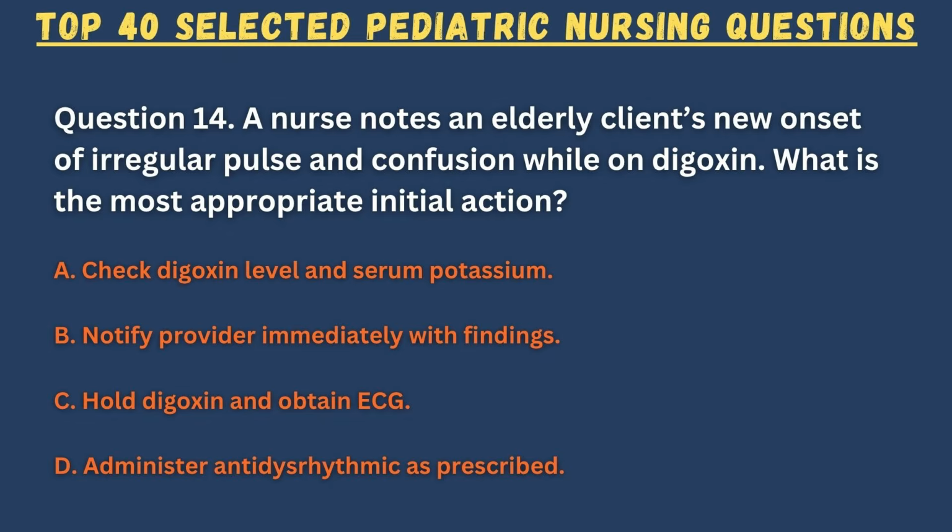Question 14. A nurse notes an elderly client's new onset of irregular pulse and confusion while on digoxin. What is the most appropriate initial action? A. Check digoxin level and serum potassium. B. Notify provider immediately with findings. C. Hold digoxin and obtain ECG. D. Administer antidysrhythmic as prescribed.